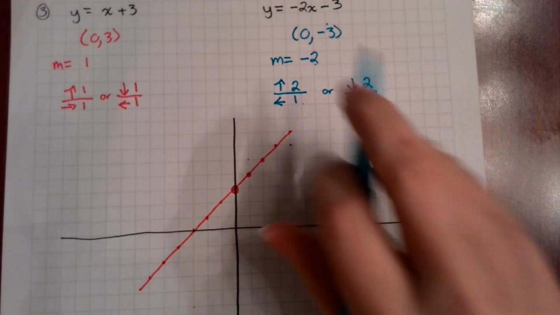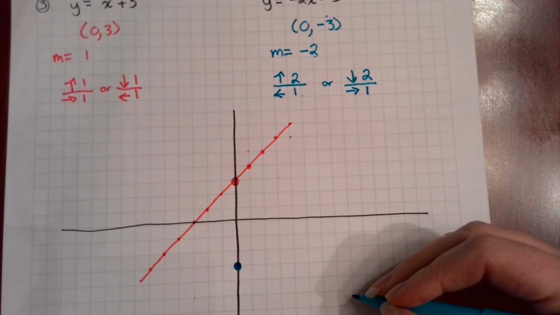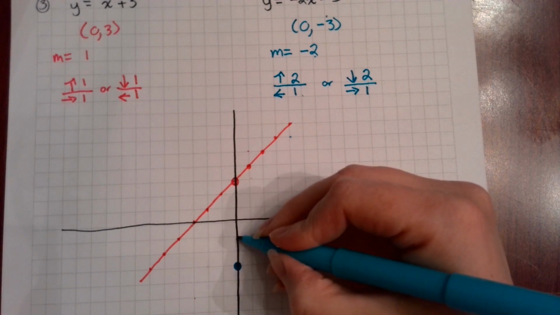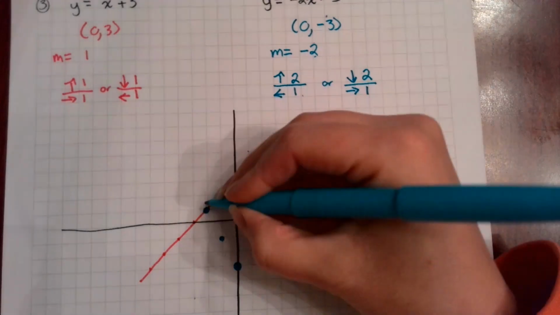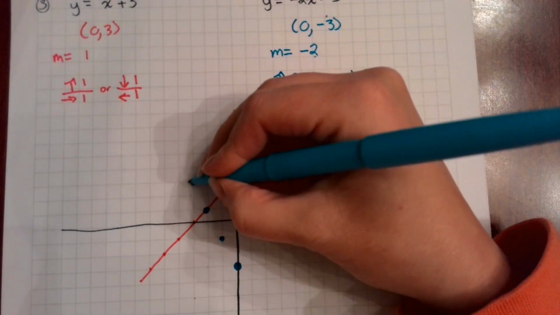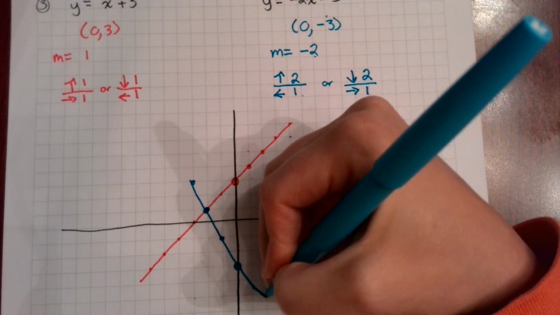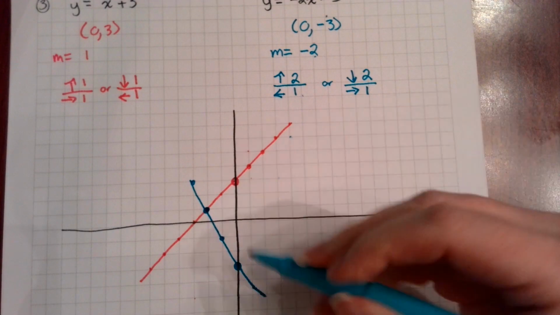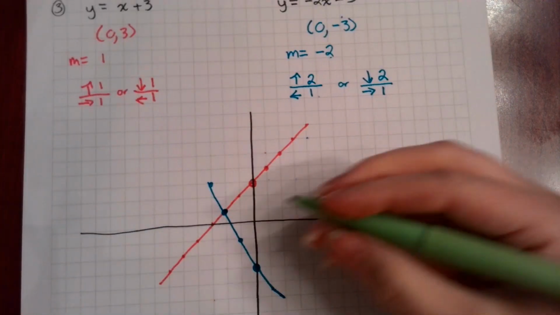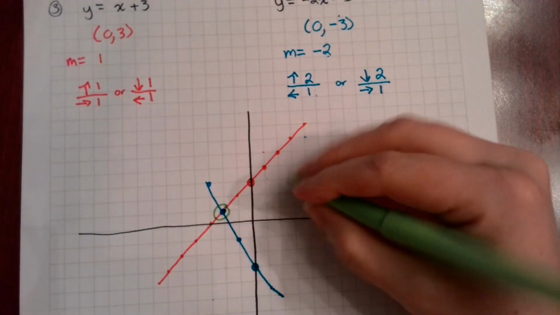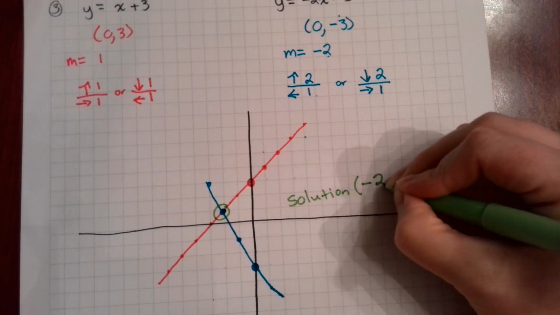All right, for the next one, 0, negative 3. I'm going to go up 2 to the left 1, up 2 to the left 1, and I'm going to intersect it, up 2 and to the left 1. So I can stop right there because I'm going to intersect. Okay, so we've got this going here. This is our point of intersection. So that's our solution, and our solution is at negative 2, positive 1.